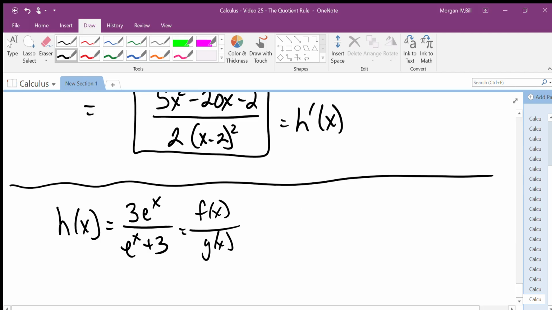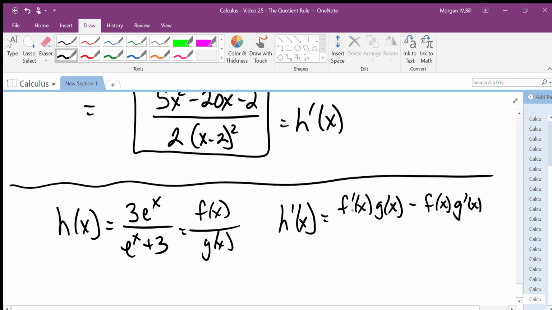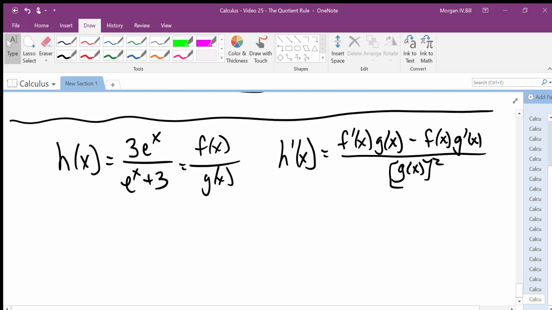So our derivative, h prime of x, just writing it out, the more times you write it, the easier it becomes. There you go. F prime of x, g of x, minus f of x, g prime of x over g of x squared. So we're looking for the derivative of the numerator. So h prime of x, the derivative of the numerator, 3e to the x, its derivative is itself, 3e to the x. That is the derivative of the numerator.